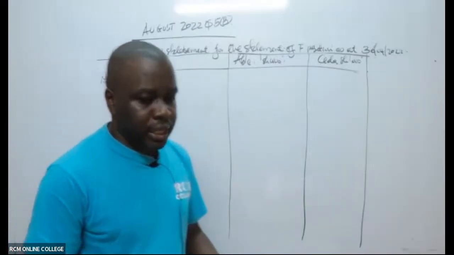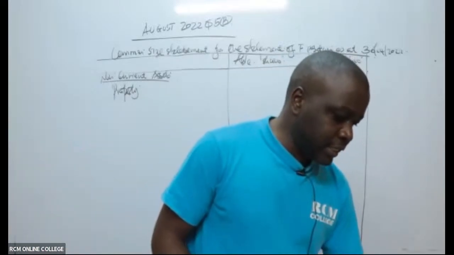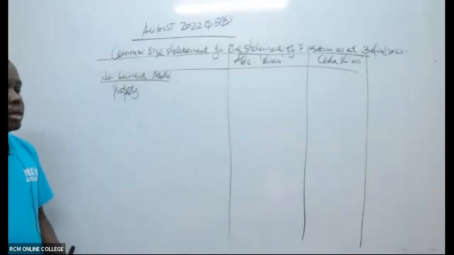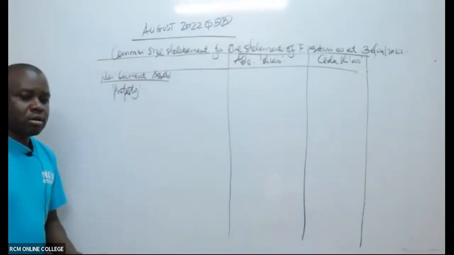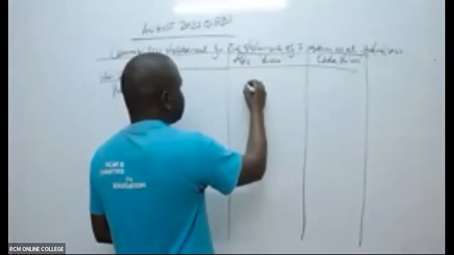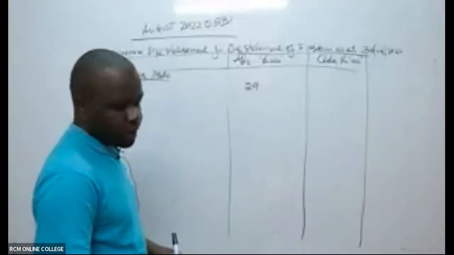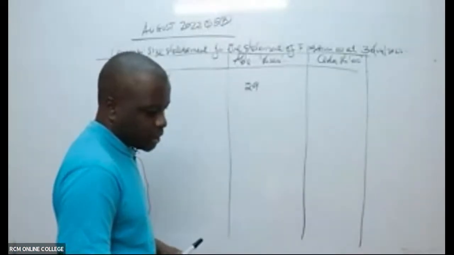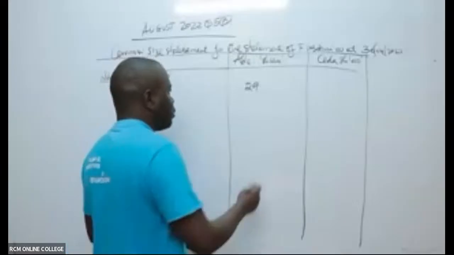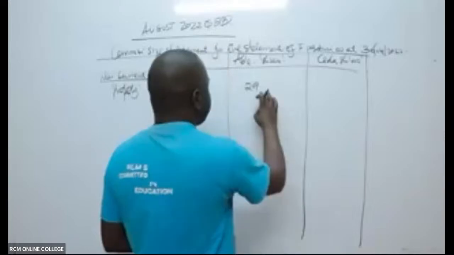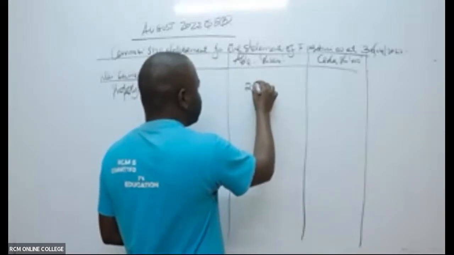I can see J says 29.2%. Is it correct? I can see T also says 29.2. You can round off to the nearest figure so that you have whole numbers. Everyone is saying 29.2, so we can go with rounding off to whole figures. Let's use 29, just 29%.